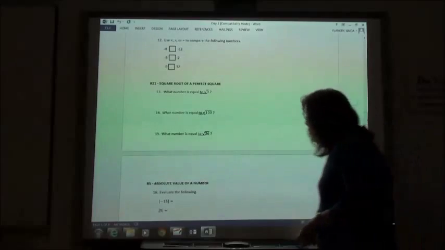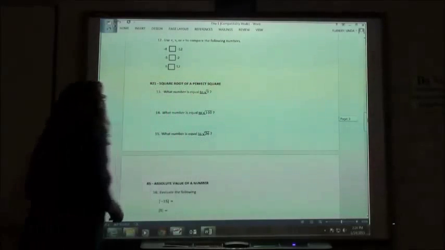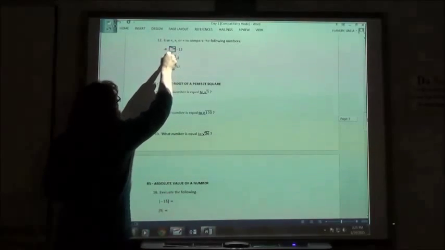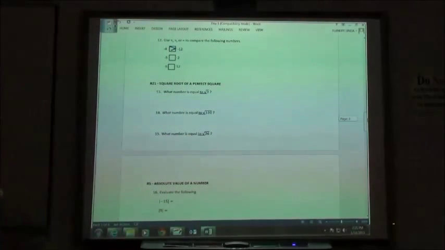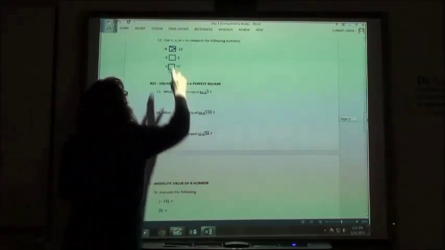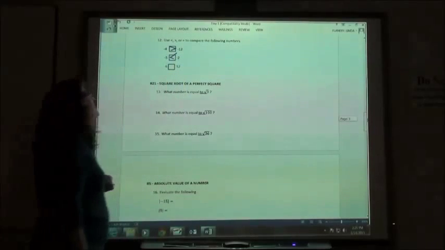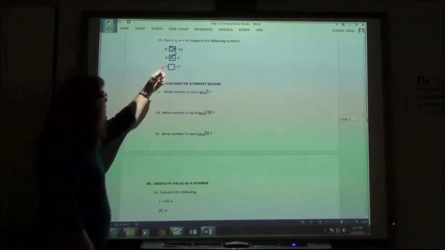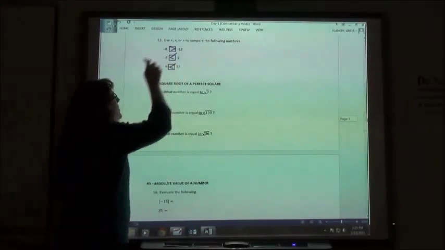Number 12, I'm comparing -4 to -12. -4 would be greater than -12. -4 degrees would be a higher temperature than -12 degrees. Comparing -5 to -2, -5 would be less than -2. And if I'm comparing -6 to a positive 12, a negative number is always going to be less than a positive number.